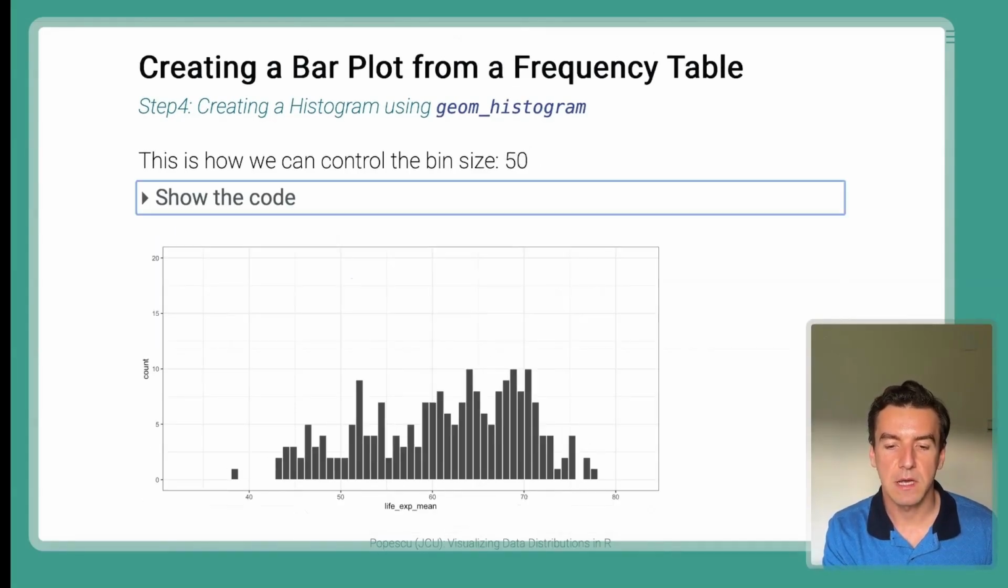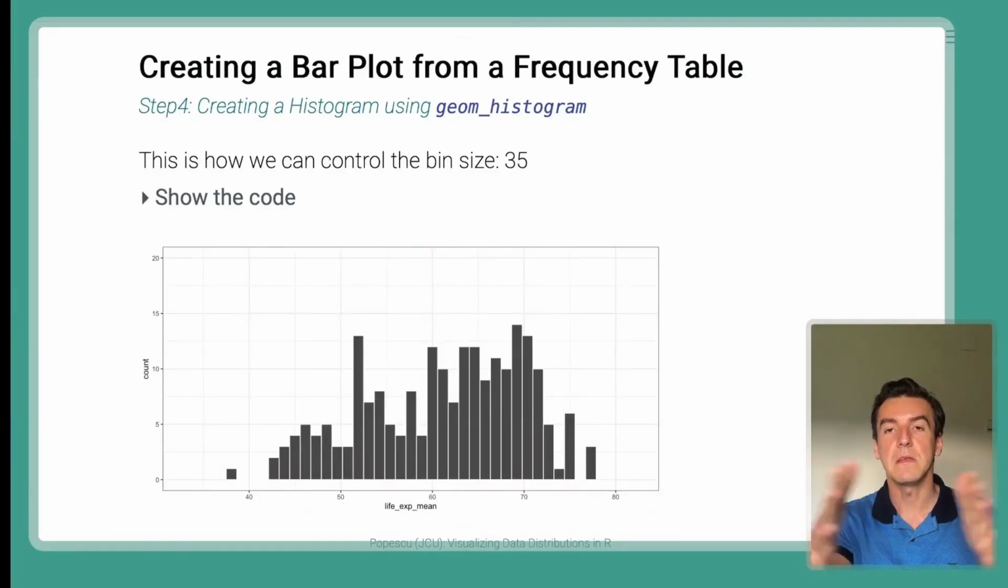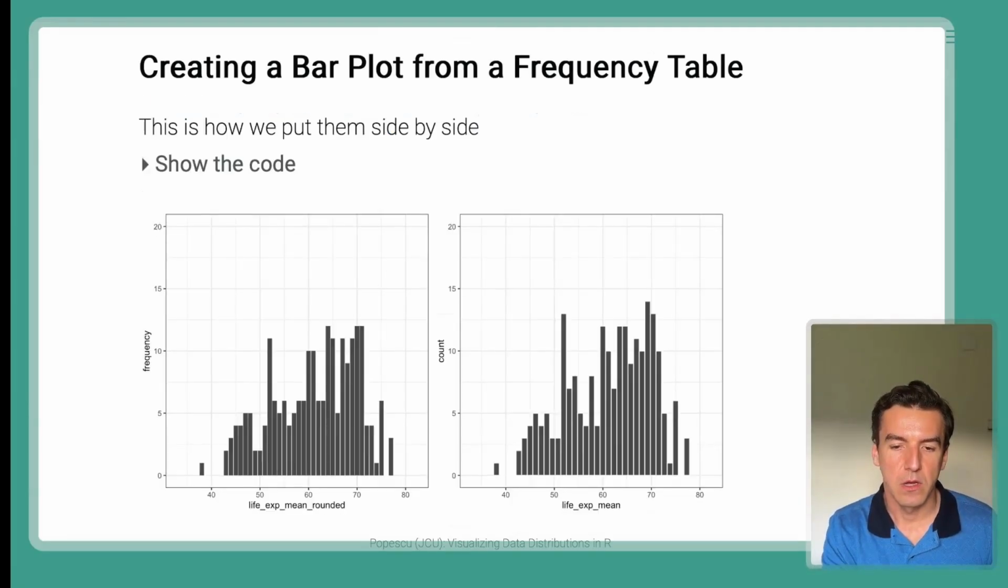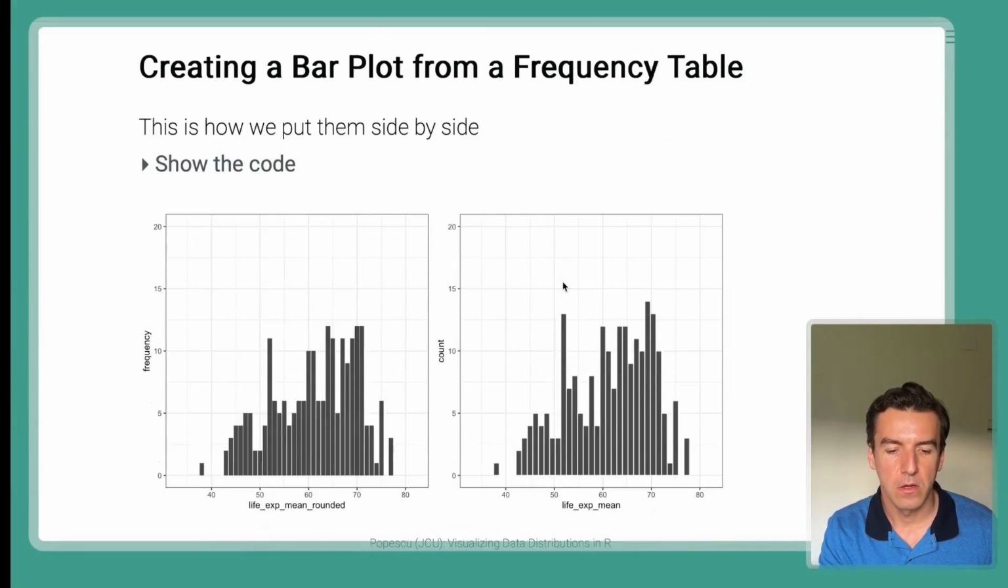And this is a bin size of 35. Hopefully you see the difference. If you do 35, that means the bin widens. Okay, so this is what they look like side by side. This is the frequency table, and this is the histogram, right? Very similar, but still a bit different, because this is where R calculates automatically the size of the bin. So in practice, you probably shouldn't do the frequency table on your own. You should just use geom histogram.